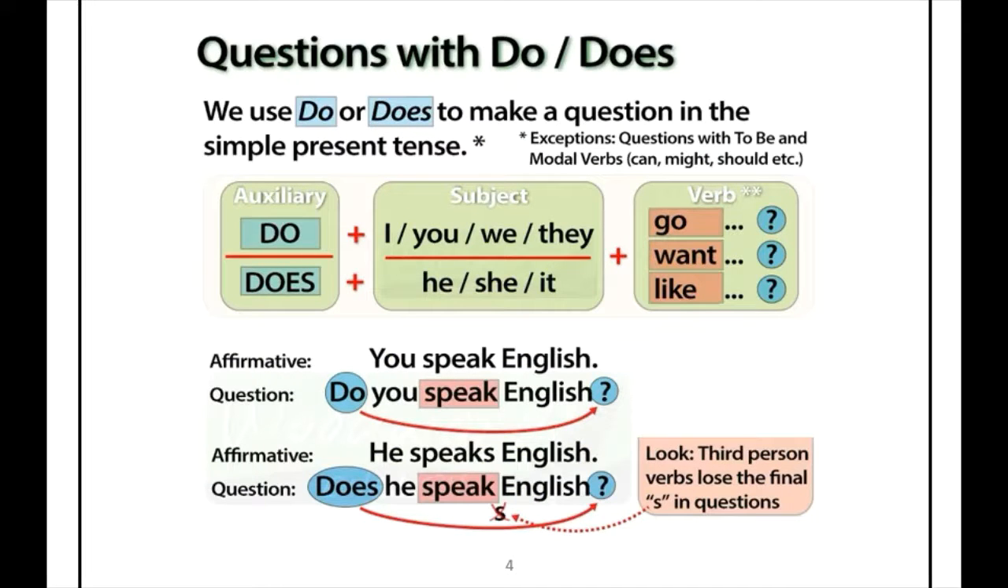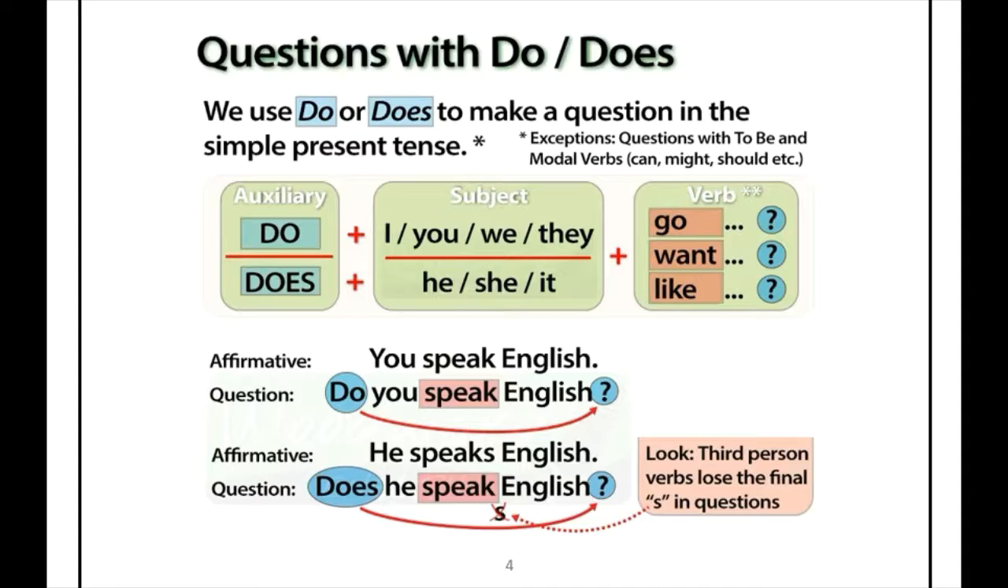Questions with do or does. We use do or does to make a question in the simple present tense. We start with the auxiliary verb, do or does, plus the subject, plus the verb in the infinitive form, and of course don't forget the question mark.